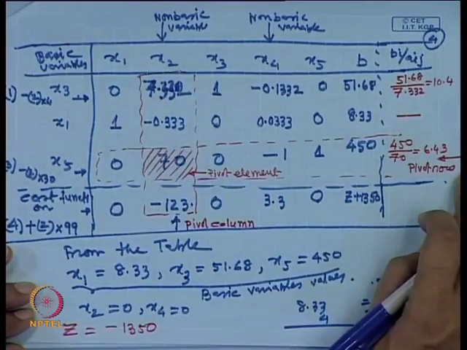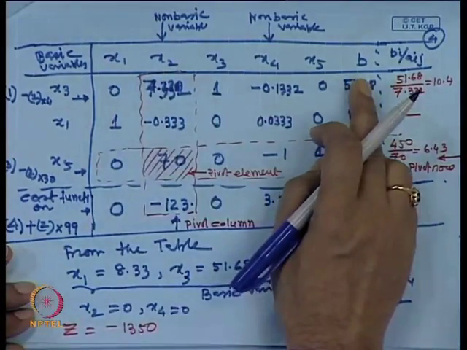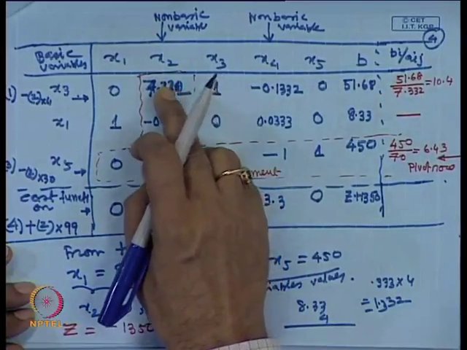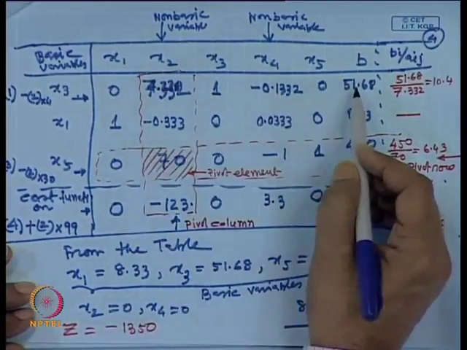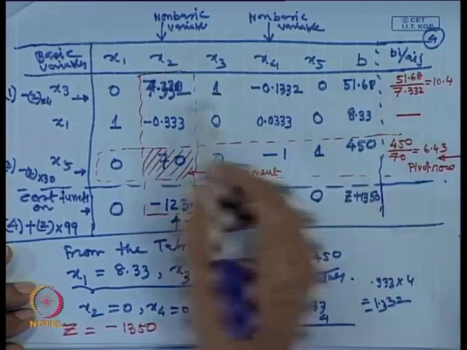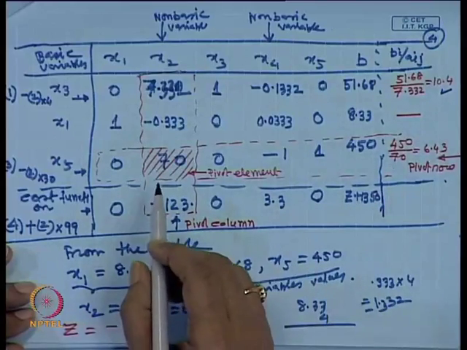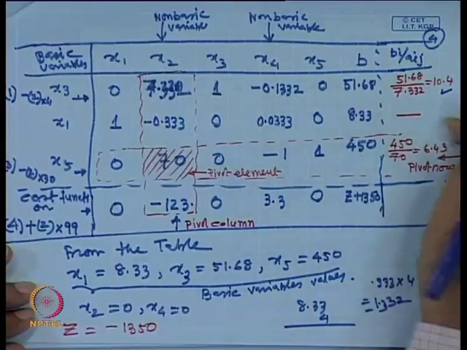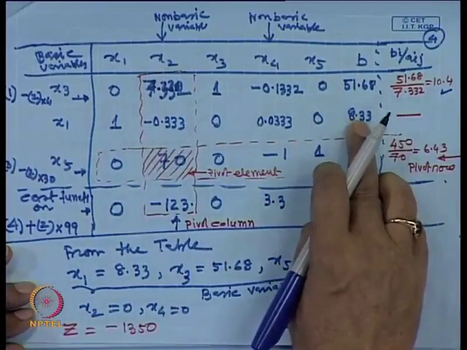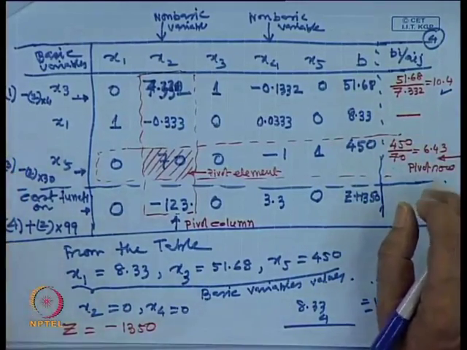And how is the pivot row selected? Agree? Once the pivot column is selected, find the ratio of b divided by the positive x2 coefficient. So, in this situation, 51.68 divided by 7.332 gives a ratio of 10.4, and the other one is negative. This minus sign will not help us select the pivot element. If you select a negative pivot element, 8.33 divided by minus 3, this will not help us reduce the function value.